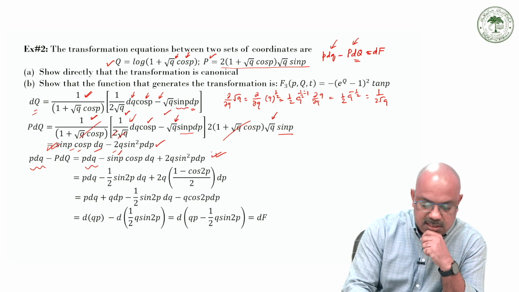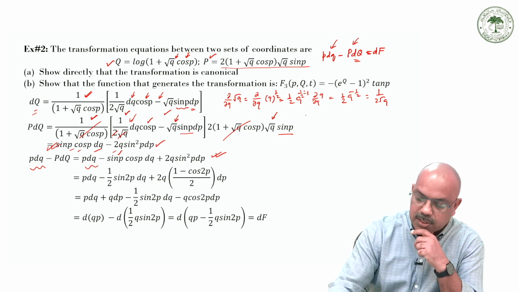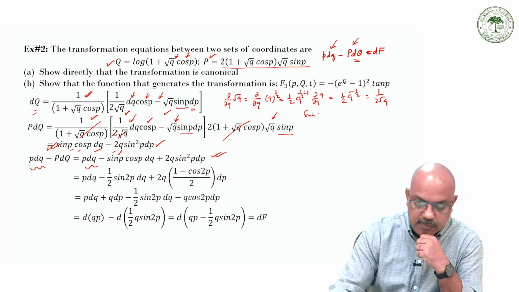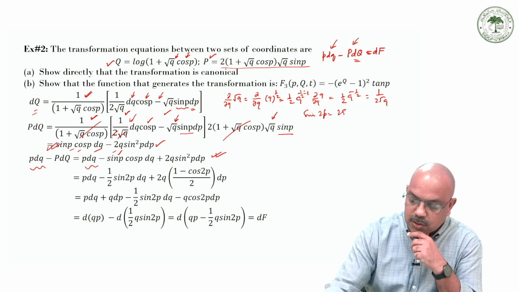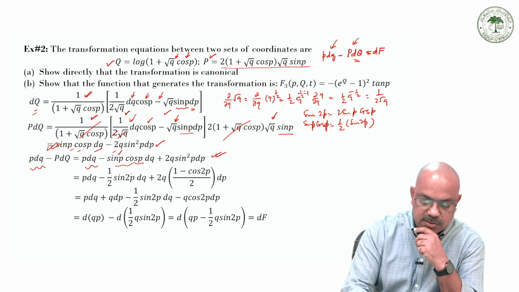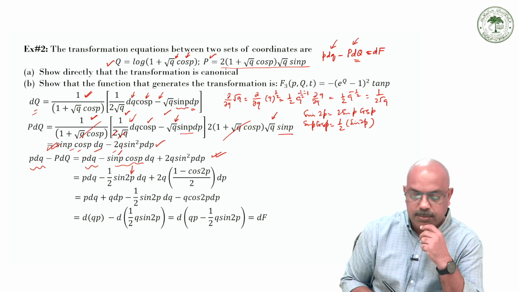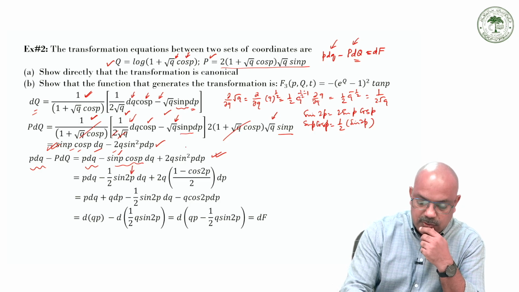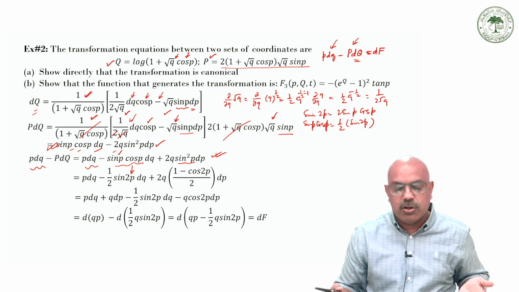Now I write this because sine 2p is 2 sine p cos p. So I can write this sine p cos p as 1 by 2 of sine 2p. So this sine p cos p is written as 1 upon 2 sine 2p dp, and this 2q is there, sine square p is 1 minus cos 2p upon 2.